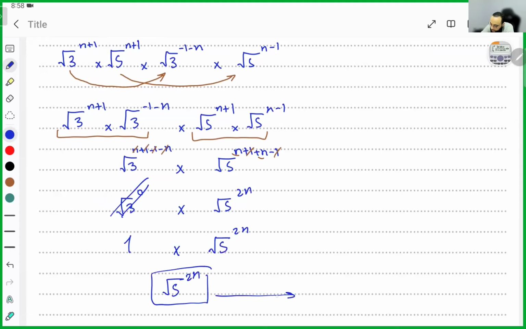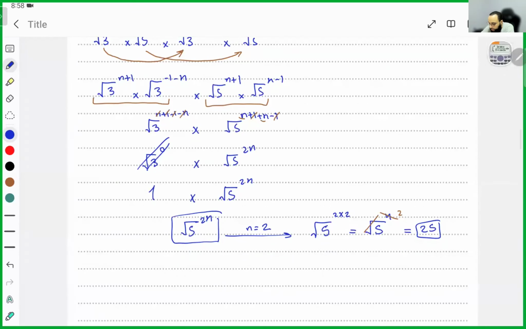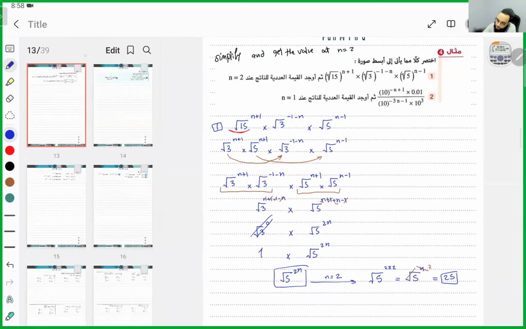He asked you to put n equals what? 2. Then it's 2 times 2, which is 4. Half of the 4 is 2. Then it's 5 power of 2, which is 25. This is the simplest form. This is the value when n equals 2. Any problem? No.